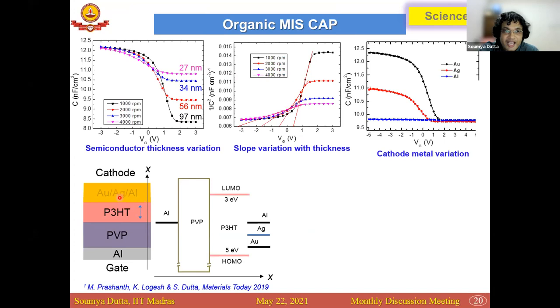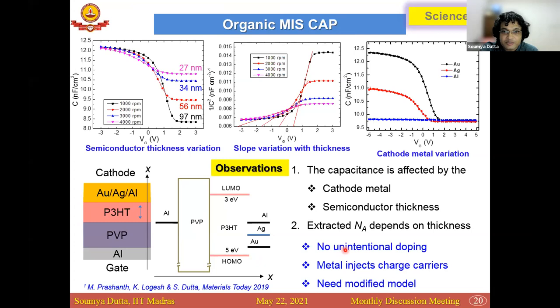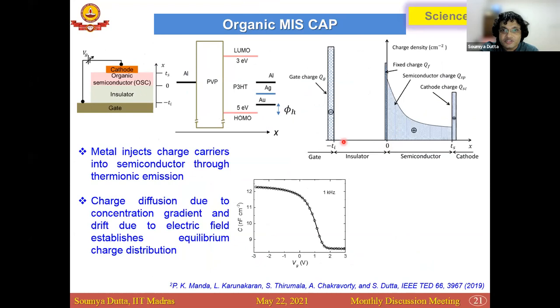And as we change the metal, we see this characteristic changes again. For aluminium, it is just a flat structure. So something is happening here. If you have a different metal, you have a different injection barrier, and that is playing the whole role. The entire thing is happening because of that. So we came up with this idea that there is no unintentional doping. Whatever has been mentioned as some kind of doping is actually not happening, but the metal is playing the major role. We made this theory based on that.